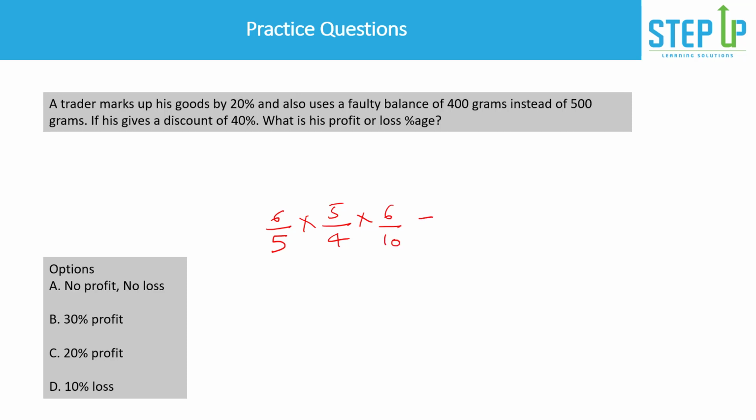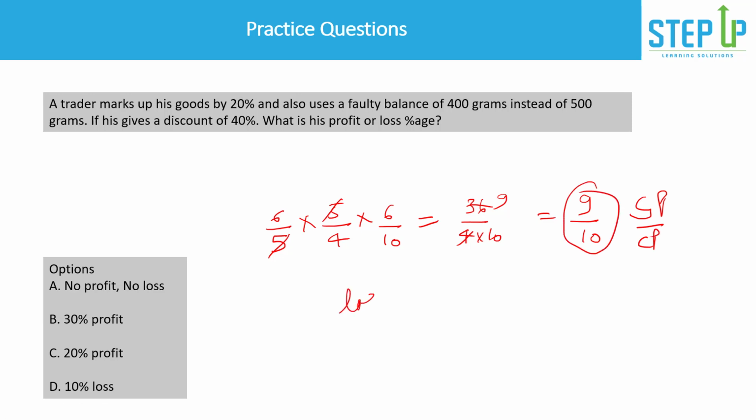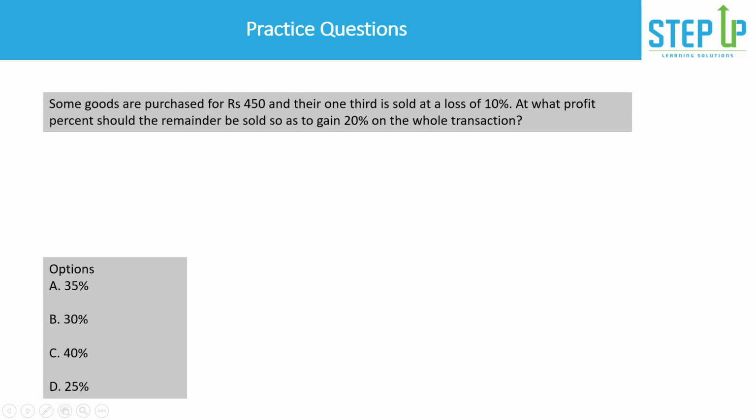So he's asking what is his profit or loss percentage? Now this is very simple. 5 cancelled. 6 into 6, 36. So I can say 36 upon 40, right? 4 into 10, or I can say 4 into 9, 36. So this is 9 by 10, and this is in which format? This is your SP upon CP. That means you are incurring what? You are incurring a loss, and loss of how much? 1 by 10, which is 10%. So what would be the answer? Option D. Okay, now we are done with faulty weights problems.